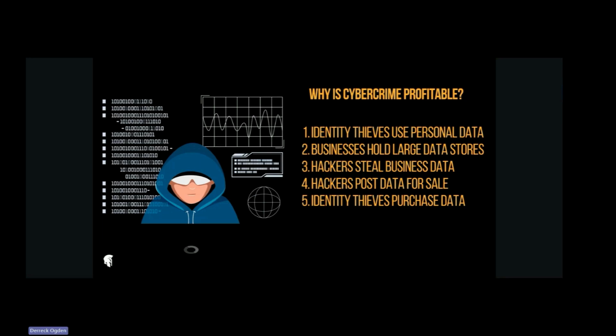Then they use it to go steal identities, right? So that's how this cycle works. And it's important to understand where you fit into this, right? So really where you fit into this is based on where regulators are focusing. We know that identity theft is a huge problem. We know that business cybercrime, ransomware, extortion, that kind of stuff is a huge problem.